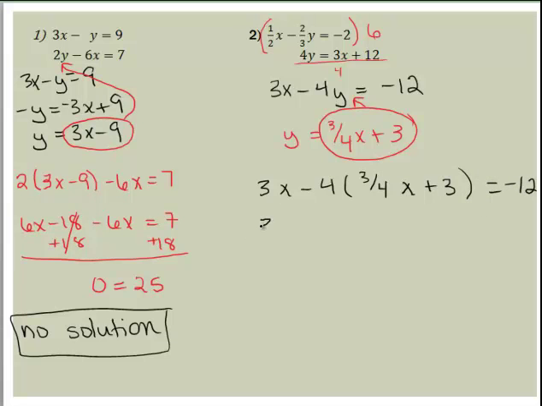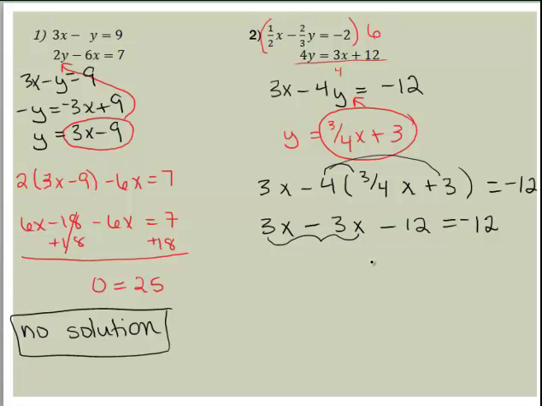Now we want to solve. So 3x, if you do -4 times 3/4, you get -3. And -4 times 3 is -12. And this time, if you combine like terms, you get 0. So you just get -12 equals -12. Or you could even go further, so add 12 to both sides and get 0 equals 0. Well, this is a true statement, and there are no more variables. That means these are the exact same line. And if that happens, then you have infinite solutions.